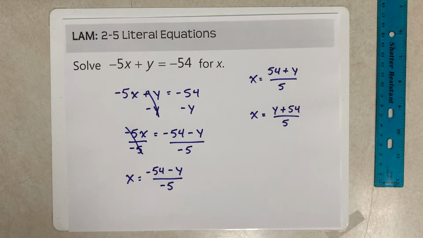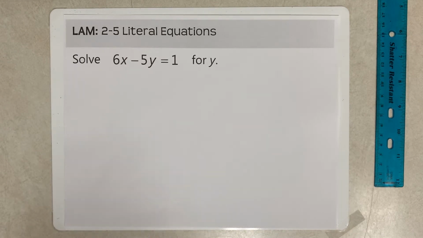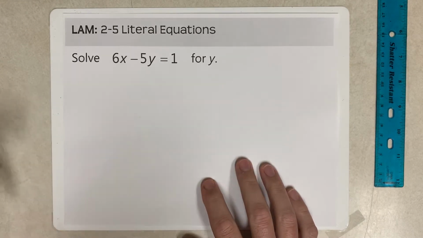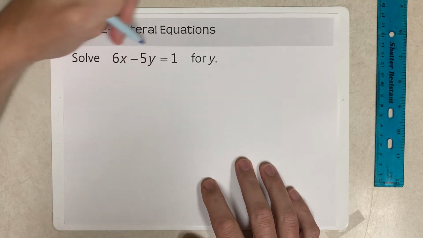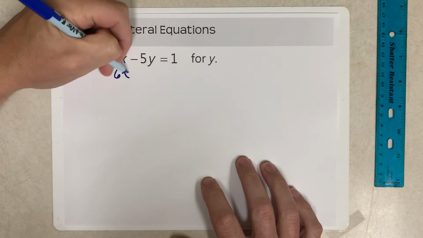Okay, so we're hitting these linear equations hard, with lots of examples, because they're the most common. All right, so we need to solve this one for y right there. The first thing I'm going to do is subtract a 6x on both sides.